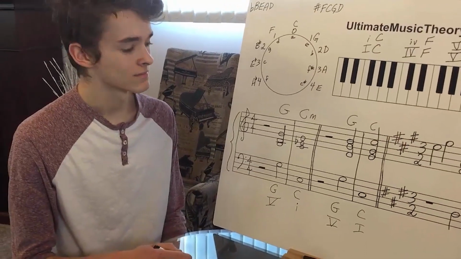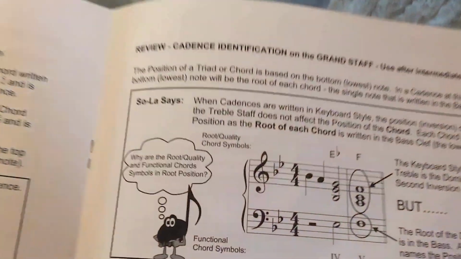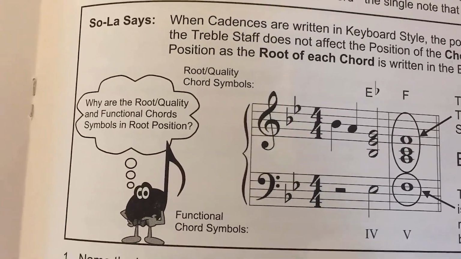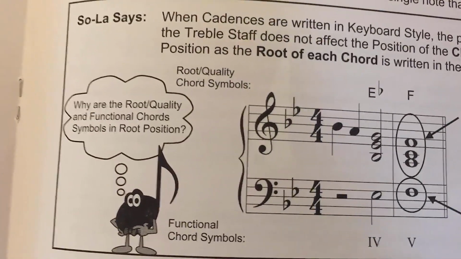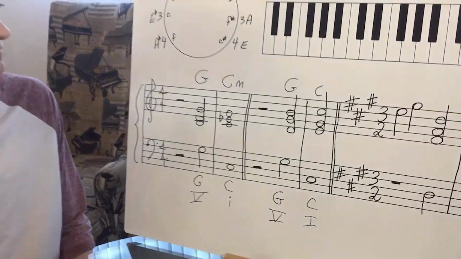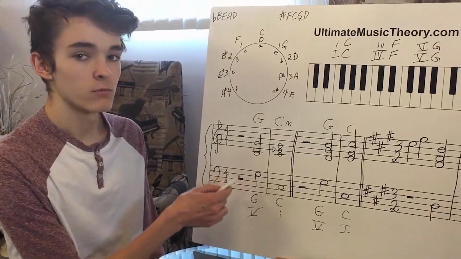Now here's the difference. When we look at this, I'm going to sneak in on Tito because he has a question for you. He says, why are the root quality chord symbols and the functional chord symbols in root position? So you're indicating all of these chords are in root position. How do you know that, Quinn? Because the bass note shows the root of the chord.